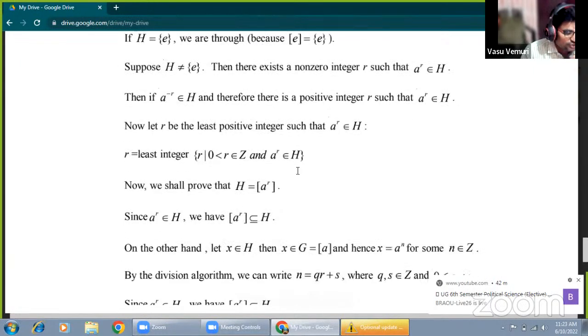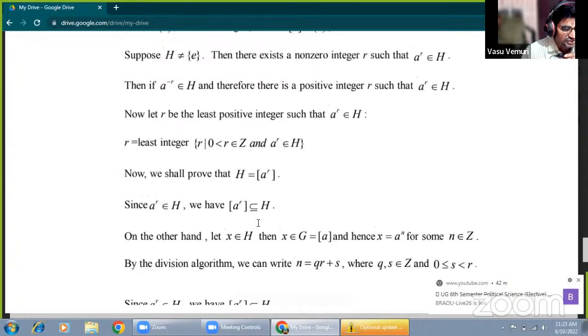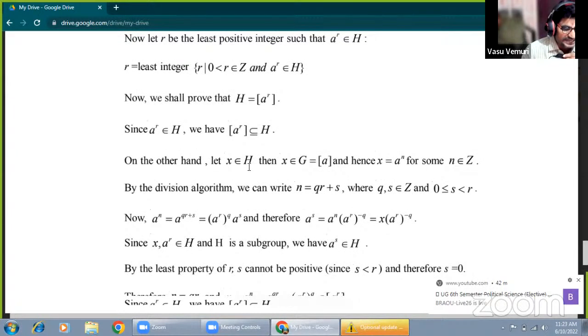Now a^r belongs to H, and that is the least positive integer. We shall prove that H is generated by an element of the cyclic group, so its subgroup is a cyclic group. That means H equals the group generated by a^r. This is the part to be proved. Now a^r belongs to H, so the group generated by it is contained in or equal to H. On the other side, let x be any element of the subgroup H, and that element is also given in the group G. Since it is an element of the subgroup, that element already exists in the group.